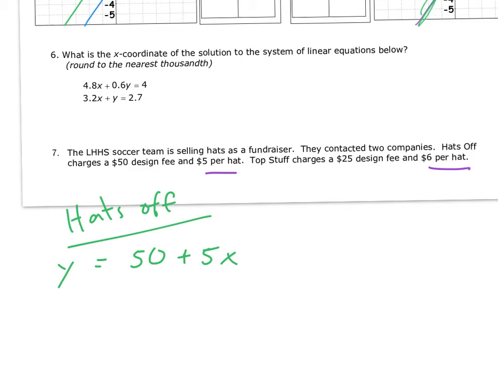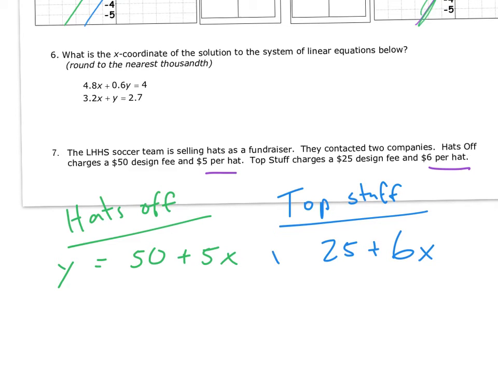Now for Top Stuff, they have a $25 design fee, so we know they're going to be charging $25 once, but then $6 per hat, or for each hat. So remember those keywords to look for. So it'll be 25 plus 6x, and we'll say y equals.